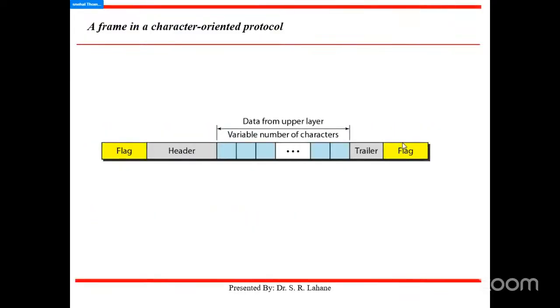This is the frame in a character-oriented protocol. How will the frame be created? The flag will be at the trailer and header part. The flag will be there. Then before the header, one flag.